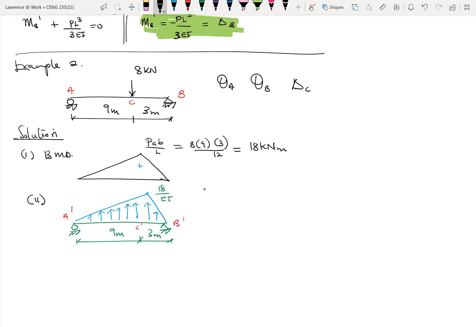So this is the conjugate beam. Once I have the conjugate beam, if I find my shear force, VB prime is the same as theta B, VA prime is the same as theta A, and the moment at C prime is the same as delta C. That's the beauty of the conjugate beam method. In my opinion, it's an easier approach than the moment area method.